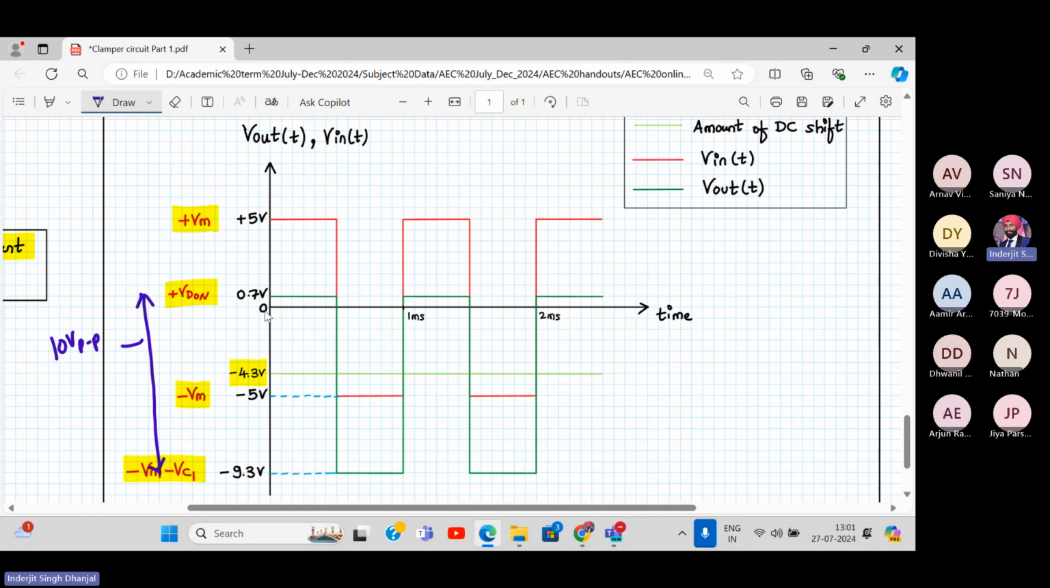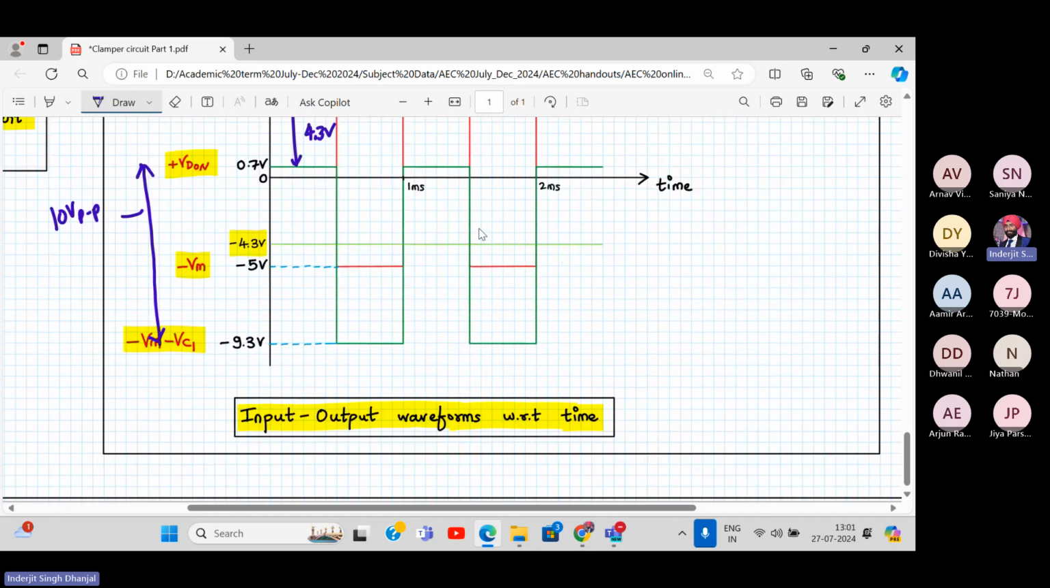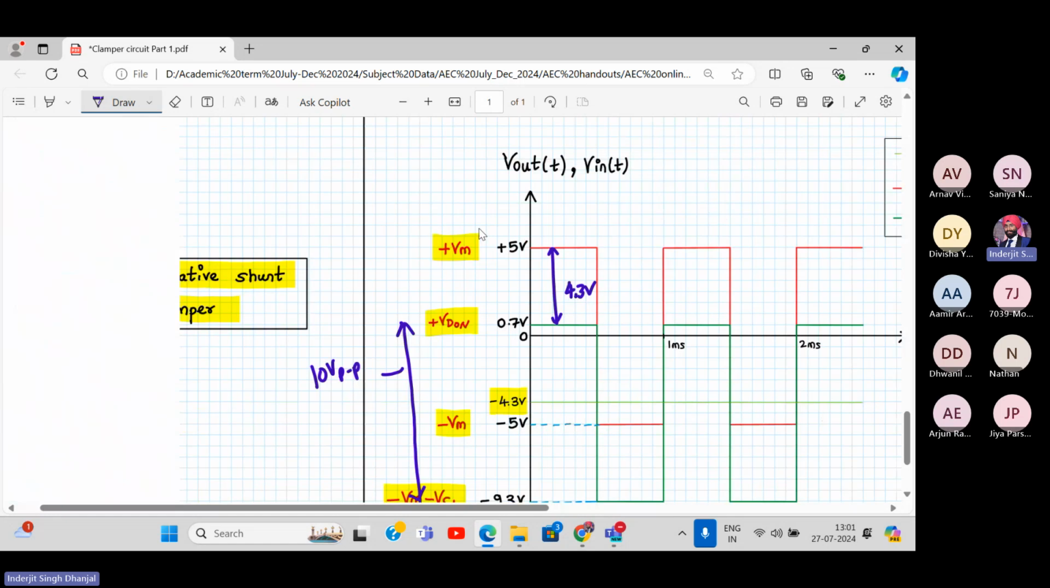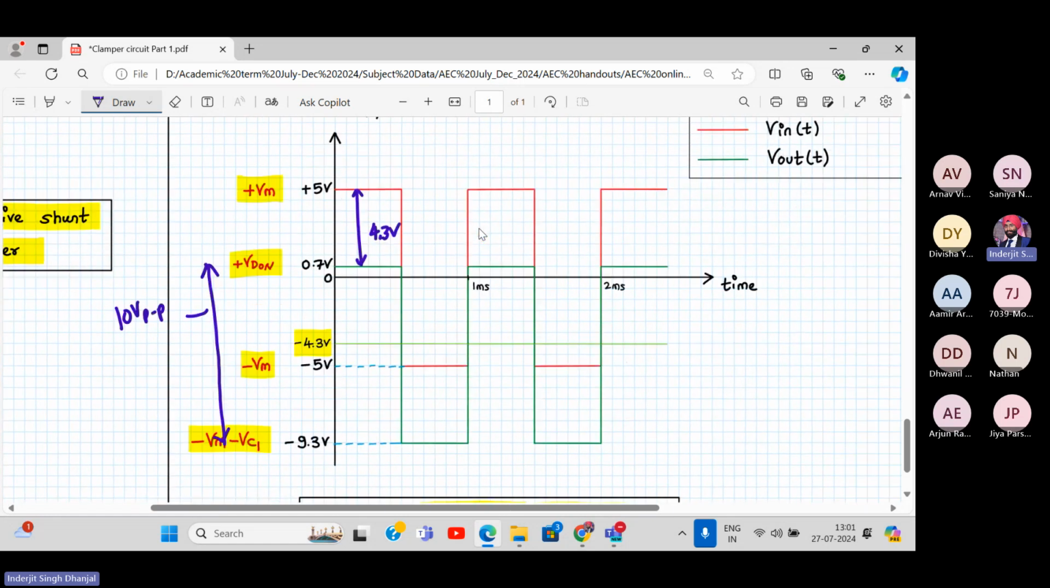And how much is the shifting level? See, earlier it was 5, now it has become 0.7. So it is shifted down by 4.3. So here minus 4.3 is my new DC level for this green color waveform. Are you understanding? The entire waveform got shifted down. That's it. So this type of clamper circuit is called a negative shunt clamper because the waveform is shifting down. Okay, this was clamper number 1.